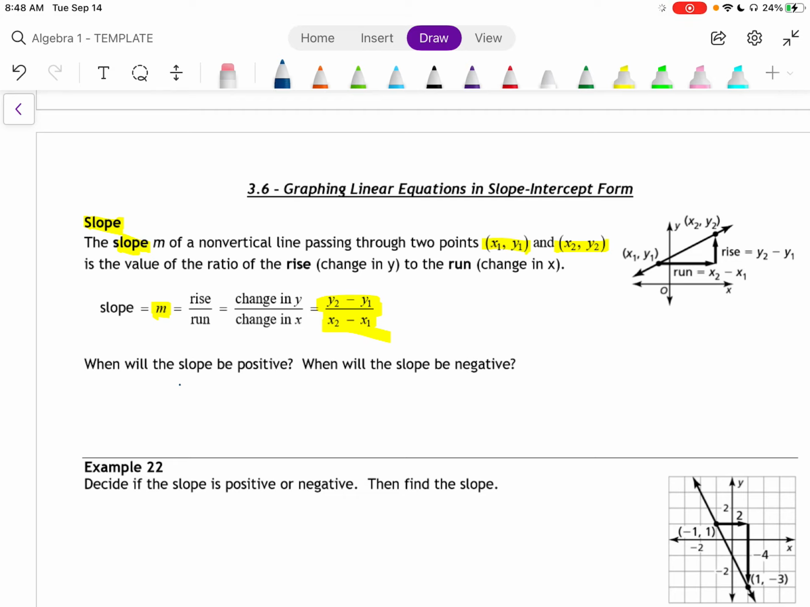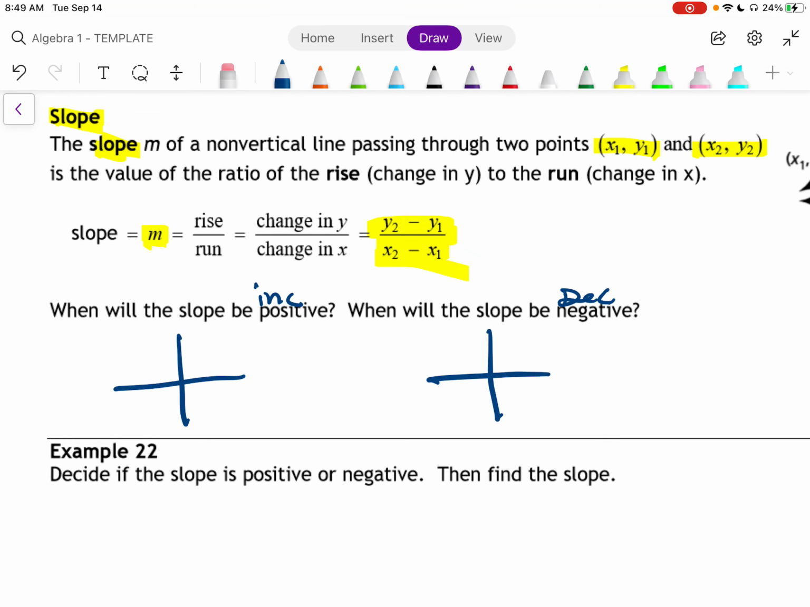We want to think about when will the slope be positive and when will the slope be negative, right? This is the same thing as asking when will the function be increasing and when will the function be decreasing. Increasing and decreasing, positive and negative slopes, those mean the same thing. Increasing, we know that's whenever it's going uphill. Decreasing, we know that's whenever it's going downhill. Increasing is a positive slope. Decreasing is a negative slope.